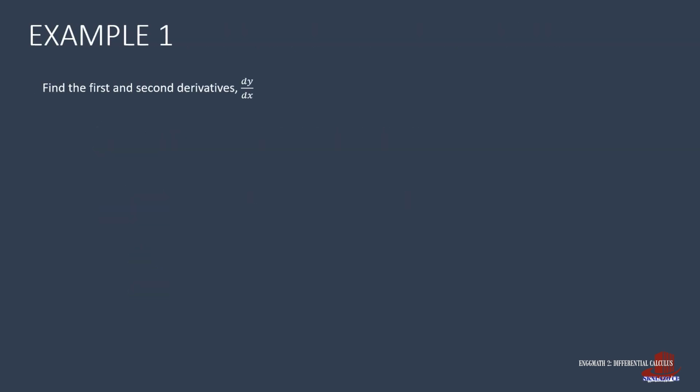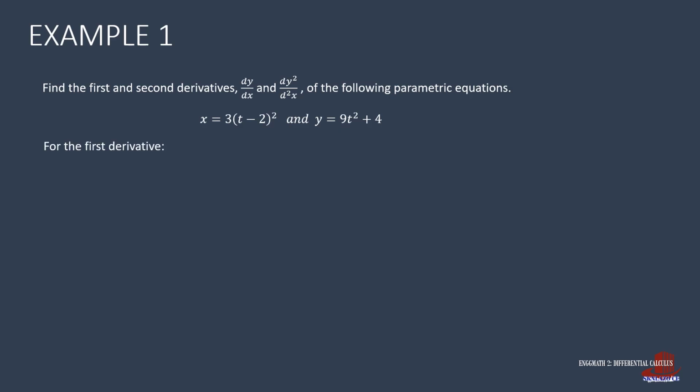The first example includes the two terms: x, which is 3 times the square of t minus 2, then y is equal to 9t squared plus 4. Let's take dy over dx and d squared y over dx squared. For the first derivative, we start by differentiating each function. With x equal to 3 times the square of t minus 2, the derivative is with respect to t. dx over dt then starts with 3 times the derivative of the square of the binomial, which uses the general power rule, and that is the exponent 2 times the binomial t minus 2 raised to 1.